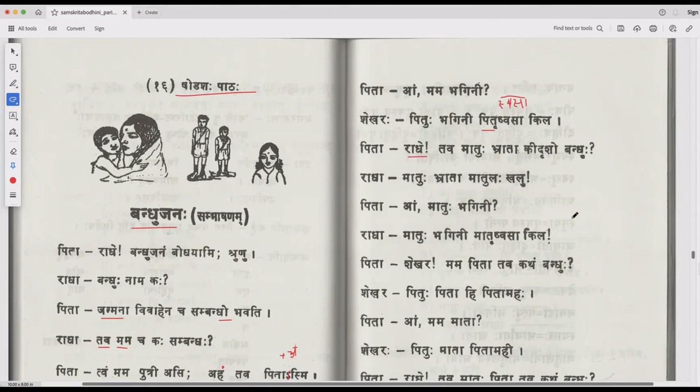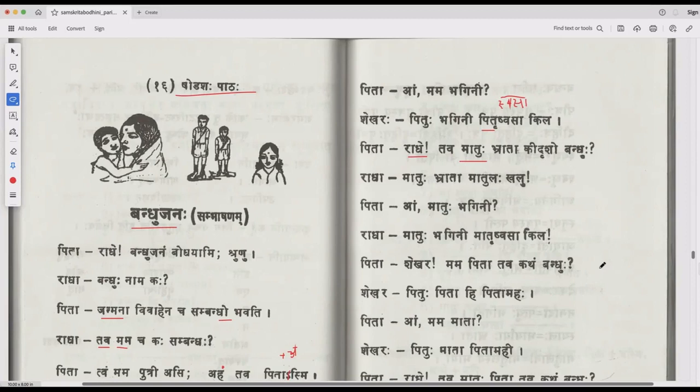Should it be Ashtami Vibhakti or Prathama Vibhakti? No, it is not Ashtami. It is a part of Prathama. Prathama is one, and you can say 1A is Sambodhanam, Ekavachanam. Matuhu is again Rikaranta Strilinga Matri Shabdaha, Shashti Vibhakti Ekavachanam. Perfect. So, tava matuhu bhrata kidrisho banduhu.